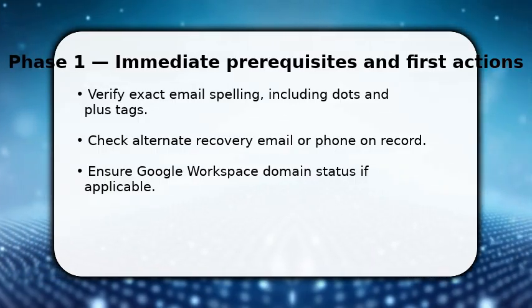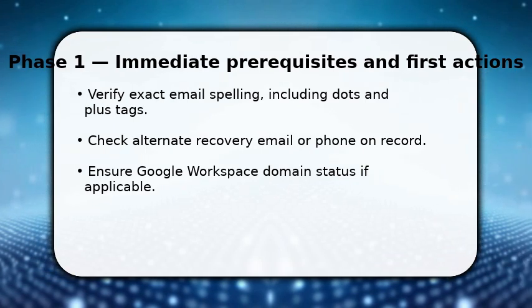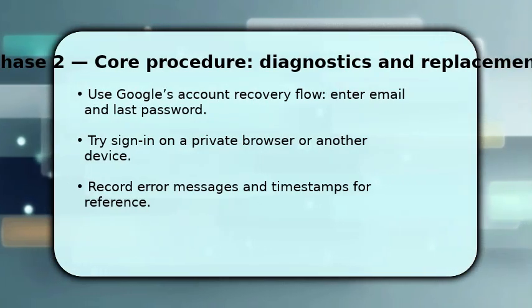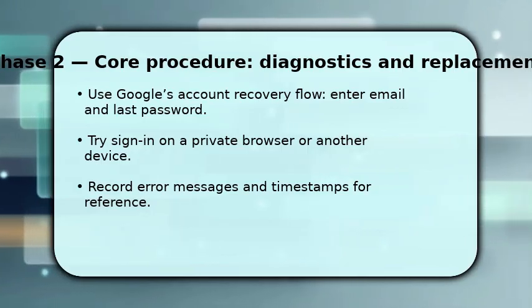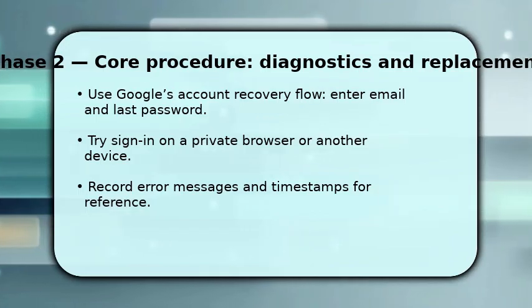Now you perform verification. Go to the Google account recovery flow and enter the exact email you confirmed. If you remember any previous password, enter it. This helps prove ownership. Use an incognito window or another device to rule out cached session errors.